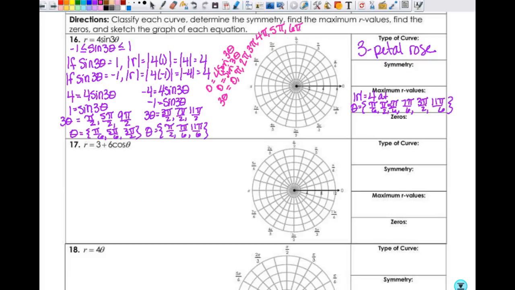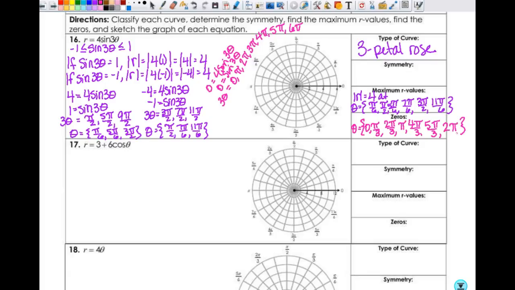All right, so then I divide everything through by 3, so I'll just put them over here. 0 is equal to, we got 0, pi thirds, 2 pi thirds, pi, 4 pi thirds, 5 pi thirds, and 2 pi.